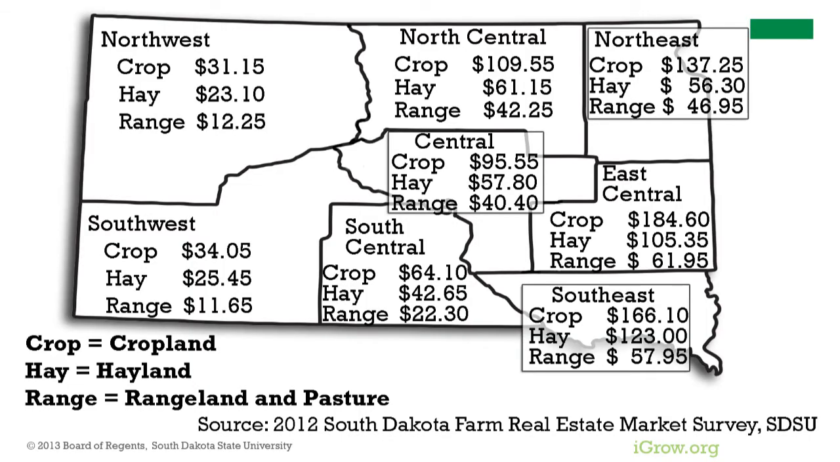So for our cash rent values across the state, as reported in the 2012 survey, again you can see that for all classes of land, the highest cash rental rates occur in the southeast, cropland being stronger in the east central, but as a general pattern, we're going to see the higher cash rents in the southeast and the lower cash rents in the northwest. In this case the rangeland represents rangeland and pasture together.